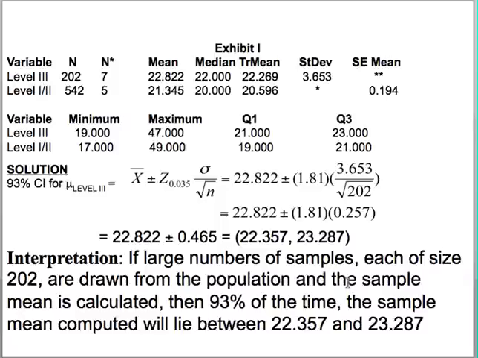In the exam, the interpretation is worth 3 marks, so you have to pay careful attention to this interpretation. And how do you interpret the answer here? If large numbers of samples, each of size 202, because that was the size of the sample for this question, are drawn from the population, and the sample mean is calculated, then 93% of the time, the sample mean computed will lie between 22.357 and 23.287.